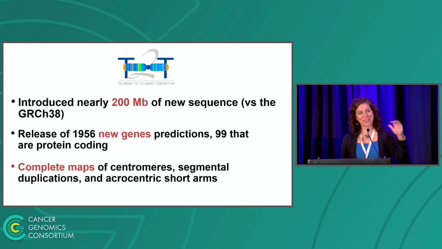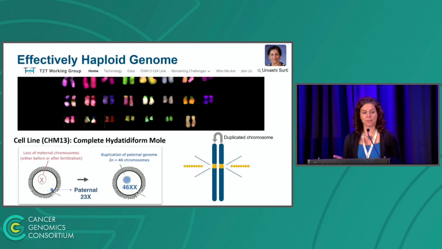So, from a 1,000-foot view, what we're going to be talking about today is the introduction of nearly 200 million bases that were missing from previous human reference genomes. I know most people in the clinical community are still using HG19, but this is even in reference to HG38. We're also talking about the release of nearly 2,000 gene predictions that were missing from HG38, roughly 100 of which we have evidence to believe are protein coding. And throughout it all, we're really celebrating complete maps of acrocentric short arms, centromeric regions, and all segmental duplications.